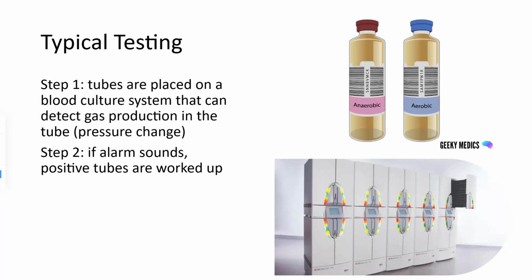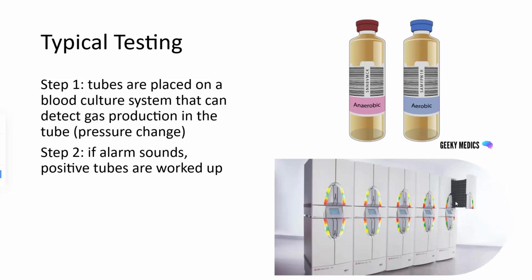So the typical testing, as I mentioned, the tubes, you get an anaerobic and an aerobic one. Typically, we would like a second set from another location on the body as well, but one set will do. The tubes are placed in a blood culture system. This is what one of the blood culture systems looks like, and there's different kinds. And basically, you just pop them in there, and then there's different methods that can detect.